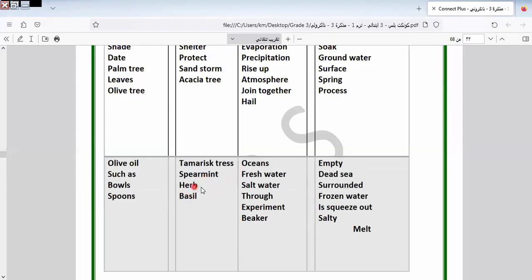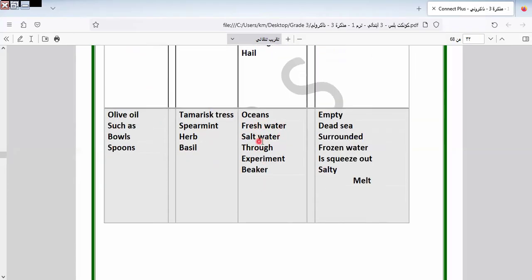a plant, herb, basil, herb and basil. We have oceans, fresh water, salt water. I know we know fresh and salt water, and I think and I know that you all know that fresh water and salt water are opposite to each other.